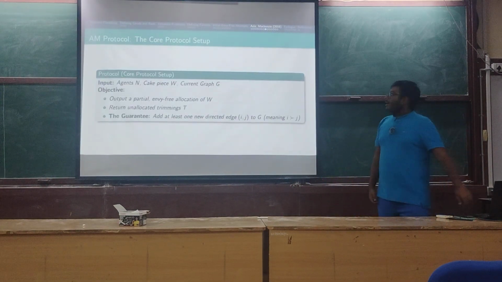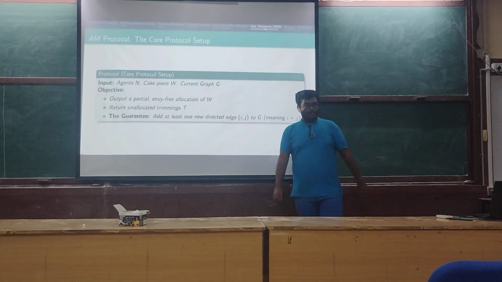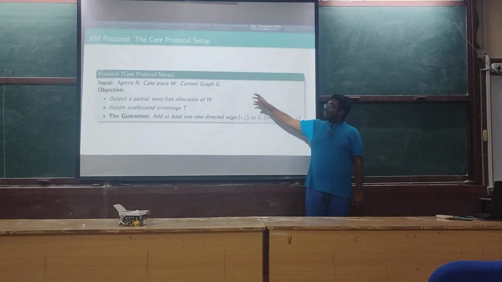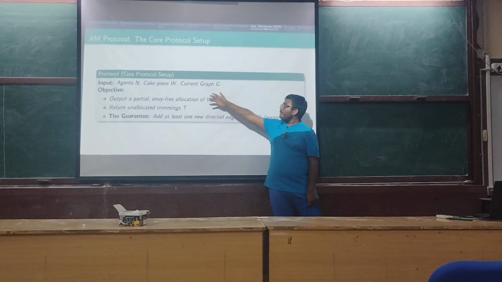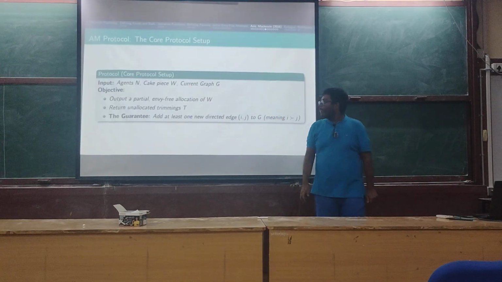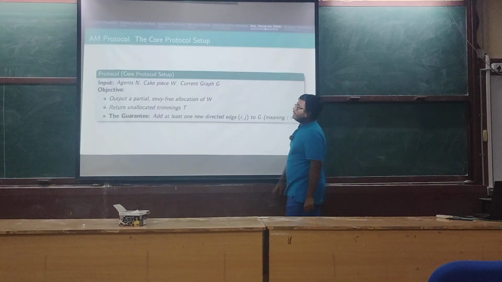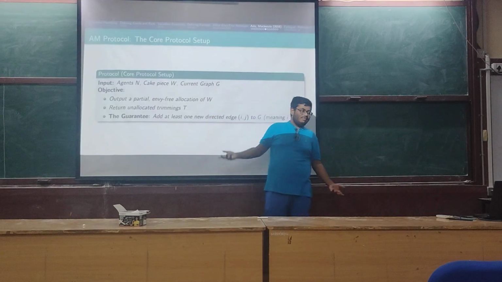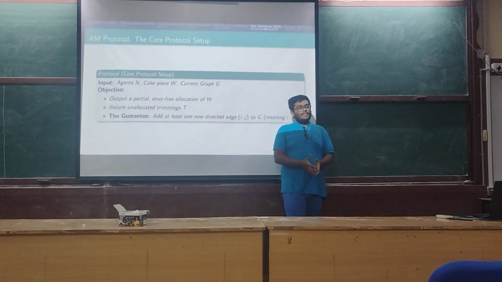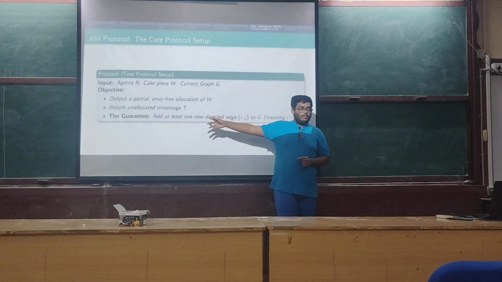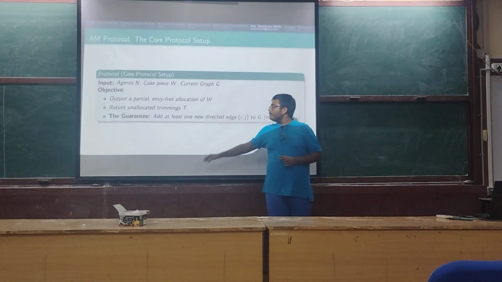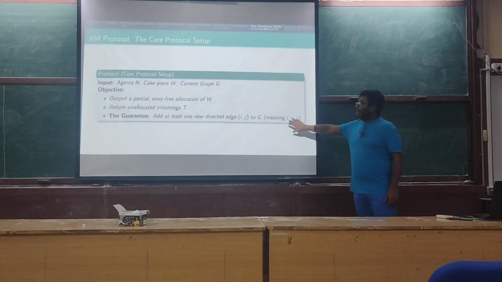distributed. Now we have the core protocol, which is a tad more convoluted. It takes n agents, a cake piece W, and the current graph G, and it will output a partial NV-free allocation of W. Again, it will just distribute a subset of W, and it will return the unallocated trimmings, right? And it will always add one directed edge.